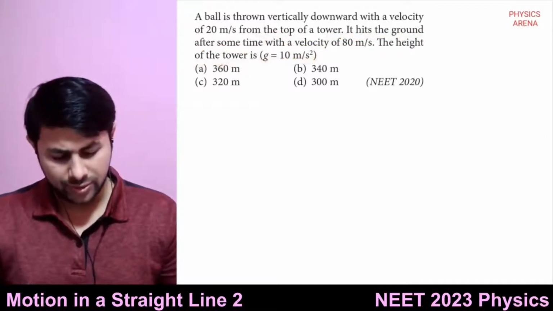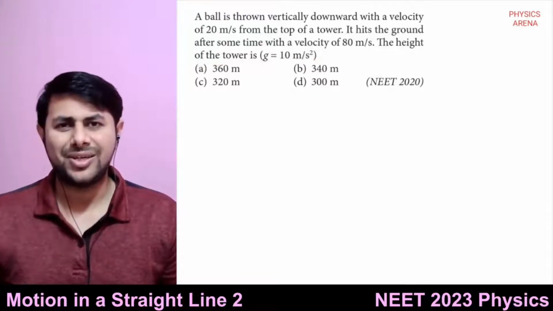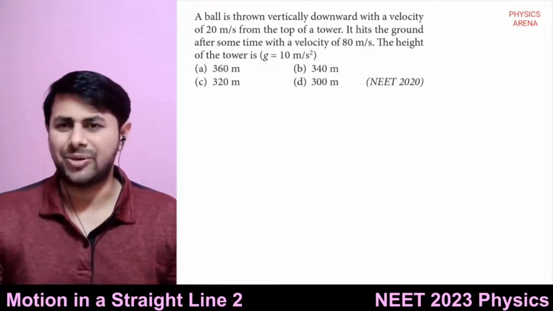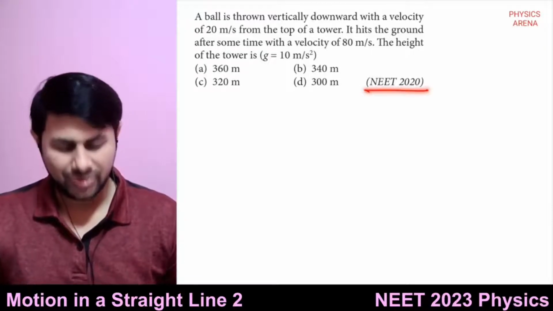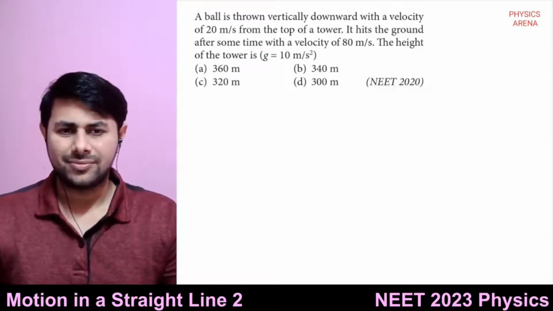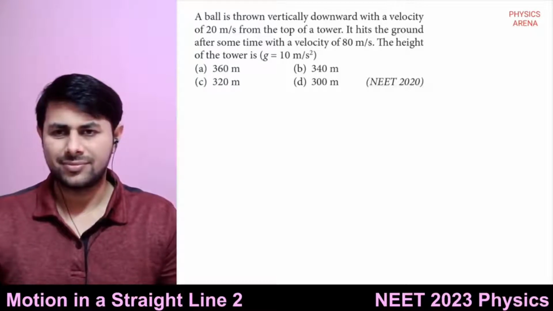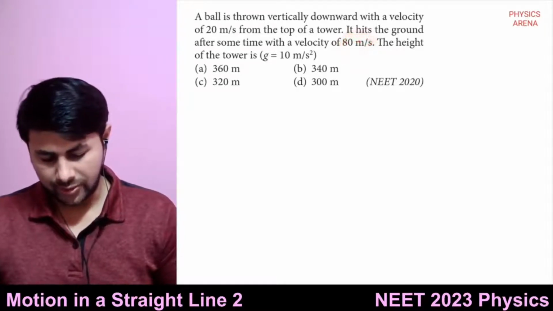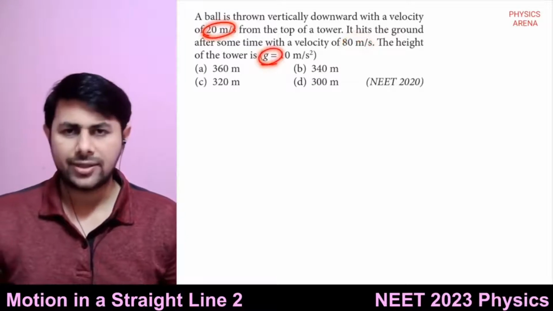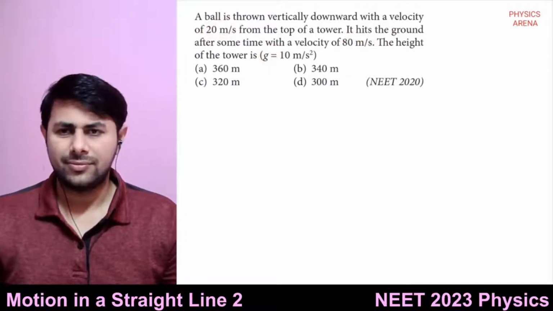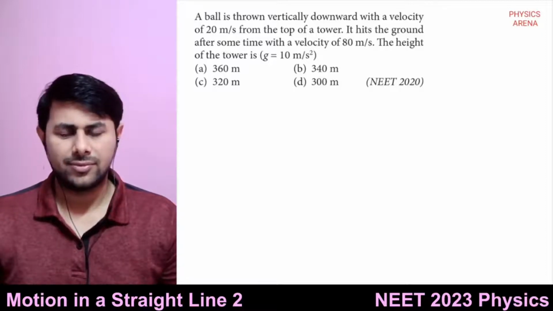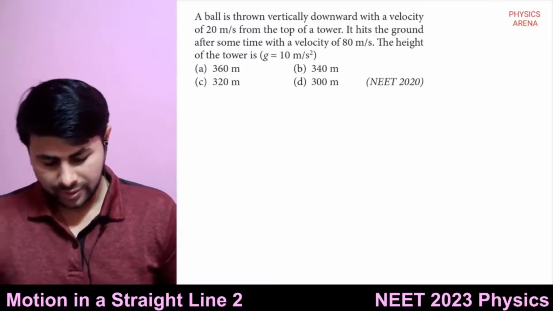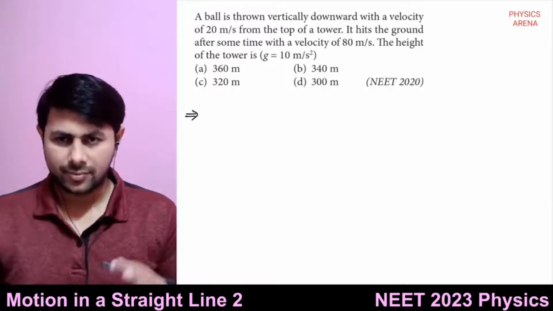Now I want you to tell me the kinematic equation of motion that will solve this problem. This is from NEET 2020. You have final velocity, you have initial velocity, you have acceleration. V is equal to u plus at? No. We want to find the height, so v square equals u square plus 2as.